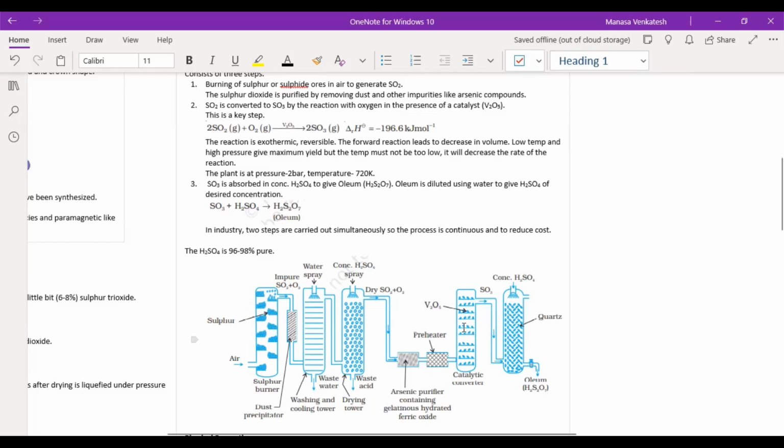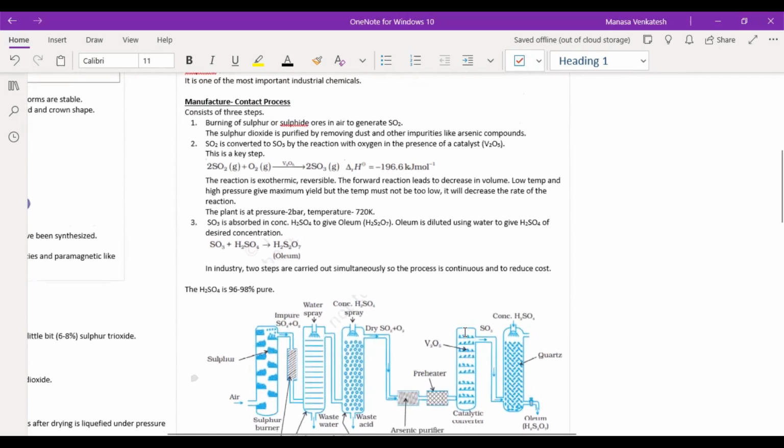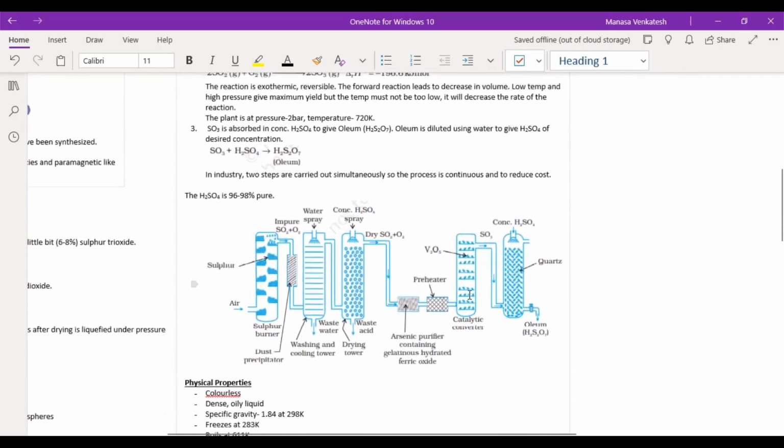So usually in the industry, two of these steps are going to take place parallelly. And the sulfuric acid which is obtained is 96 to 98% pure. So there's going to be a spray of sulfuric acid. SO3 is getting converted to oleum. This oleum is dissolved in water to give us sulfuric acid.